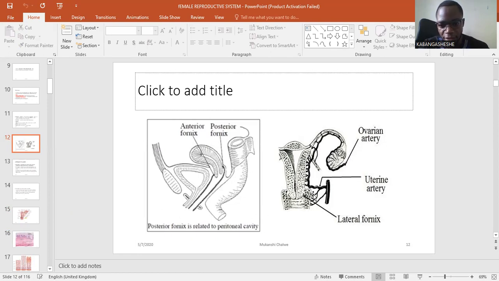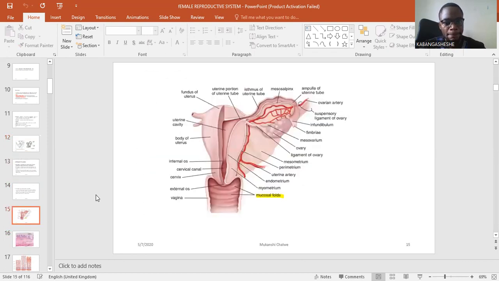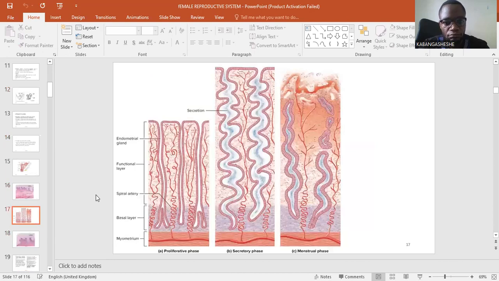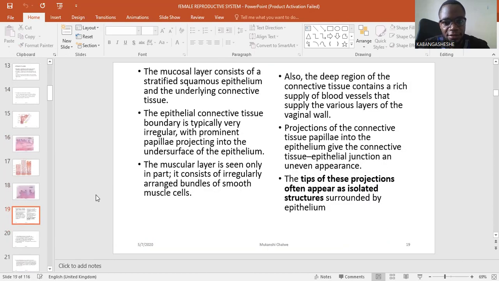So like we are saying, the rugae there allow the vagina to stretch. Okay. So that is still the vagina.